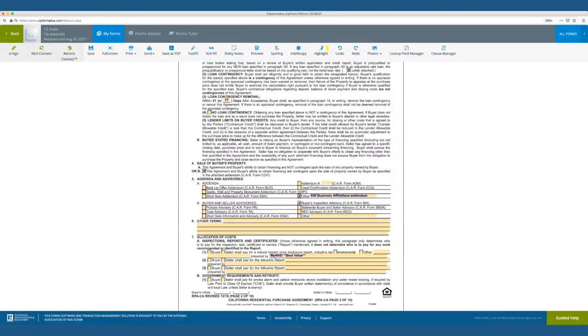So in regards to other terms, this is any other terms that your buyer wants.